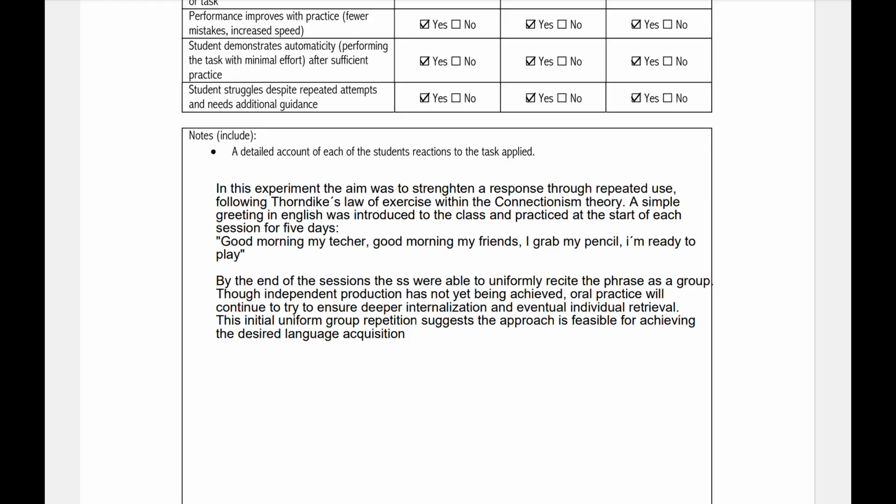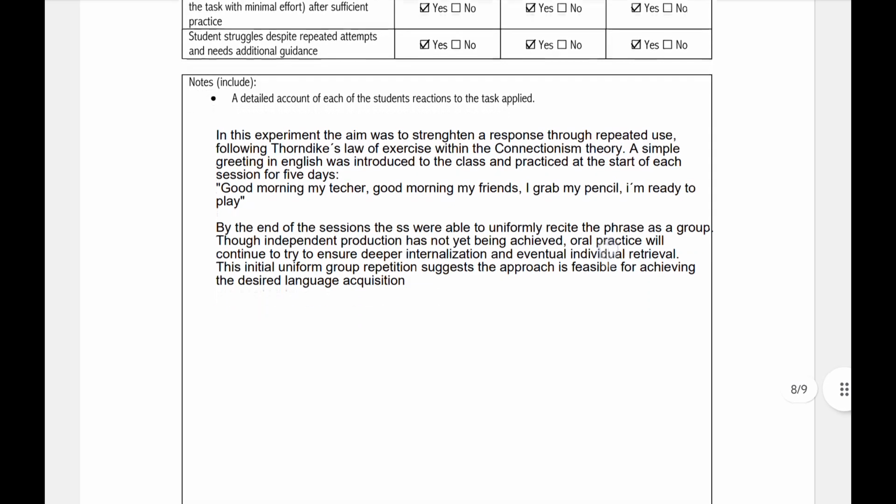So the saying goes, "Good morning, my teacher. Good morning, my friends. I grab my pencil. I'm ready to play." By the end of the sessions, the students were able to uniformly recite the phrase as a group, though independent production has not yet been achieved. Oral practice will continue to try to ensure deeper internalization and eventual individual retrieval. This initial uniform group repetition suggests that the approach is feasible for achieving the desired language acquisition.